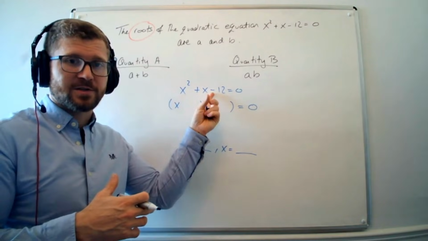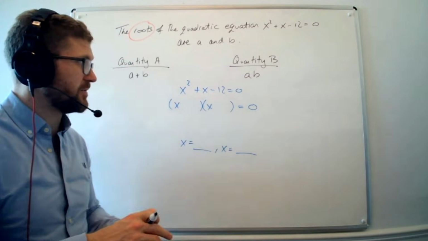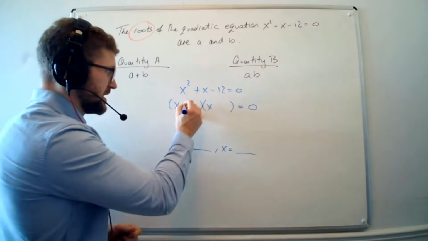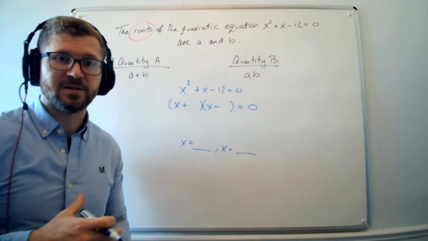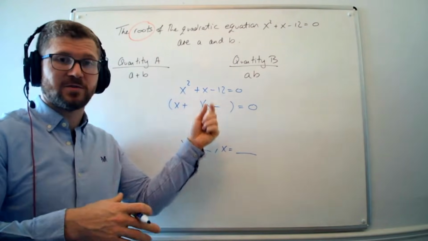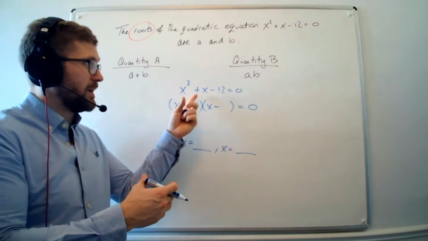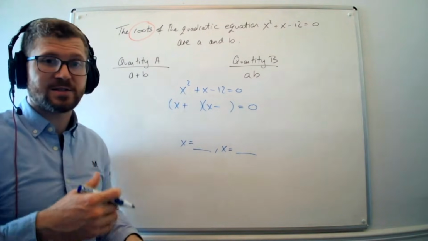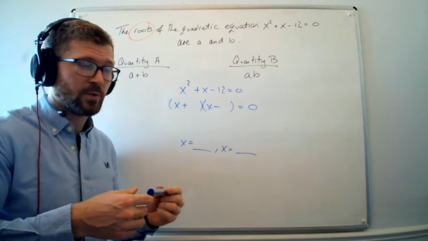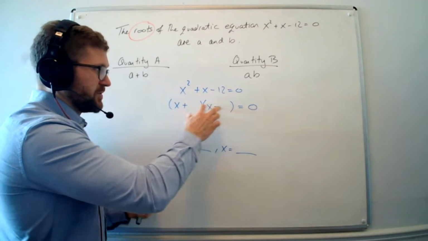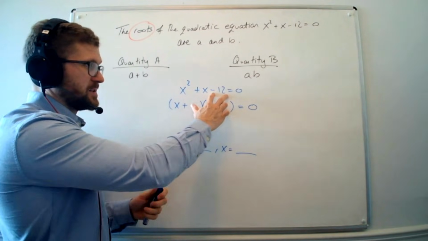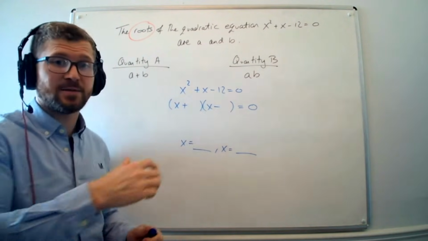Because the sign in front of the number at the end of this is a negative one, I know the signs within the brackets are different. If that was a positive 12, then the signs would be the same, either plus plus or minus minus. Now, because I've got a positive x there, plus 1, the numbers that I'm going to find here are going to multiply together to make negative 12 and add together to make positive 1.